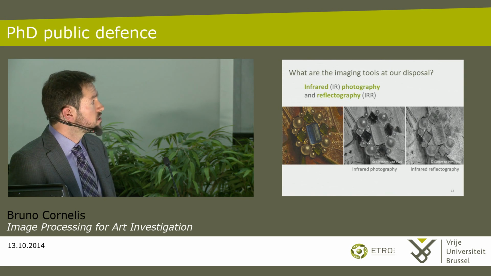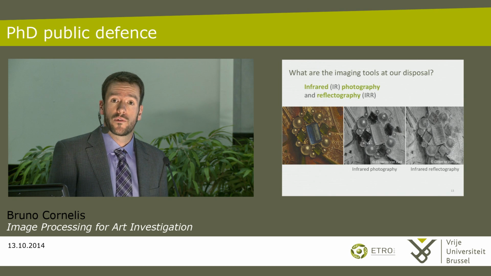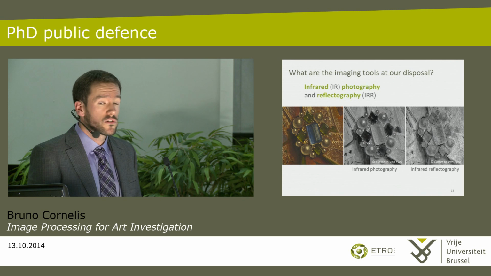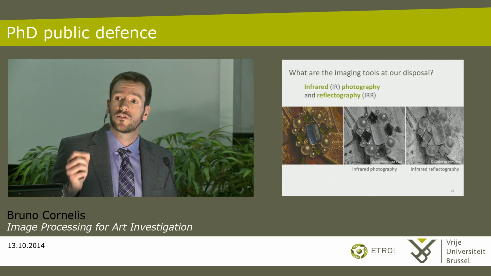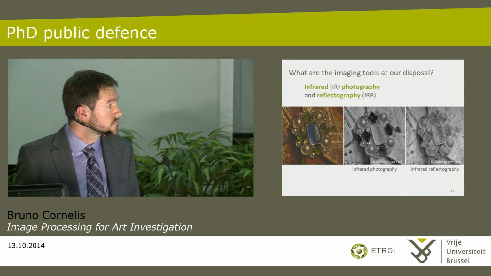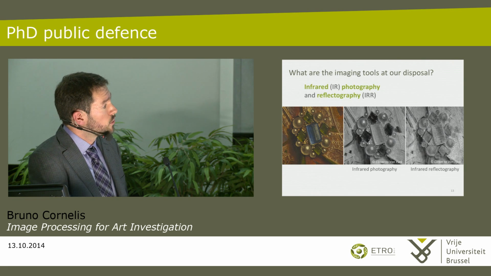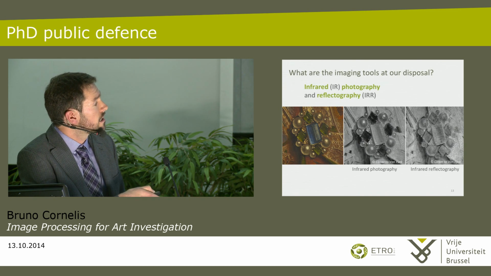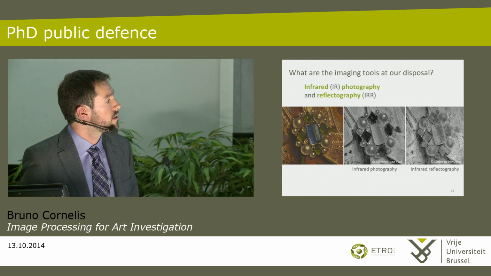Next to visual macrophotography, we also have infrared photography and reflectography. And there, some paints become transparent under infrared light. And they are mostly used to uncover underdrawings, so the initial sketches of the artist when he's making the painting. And for example, you can see that with infrared reflectography, there's even a bit more that becomes transparent. These greens are black in the photography, but they become transparent in the reflectography.